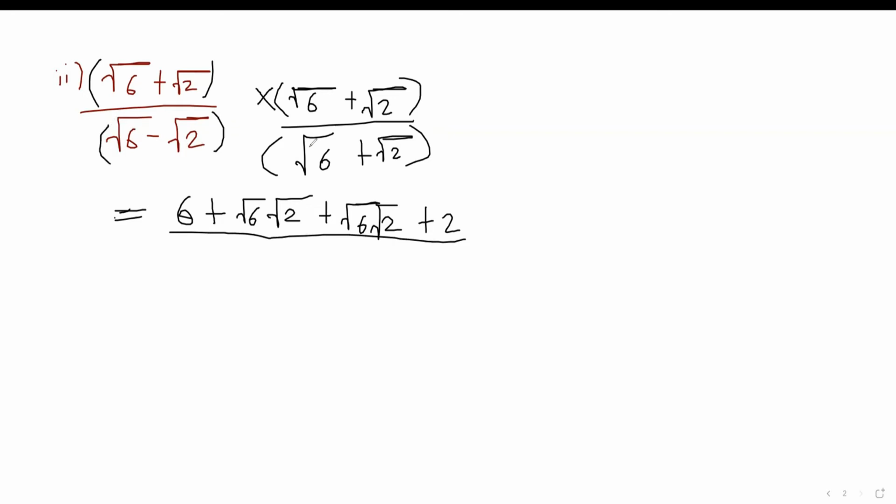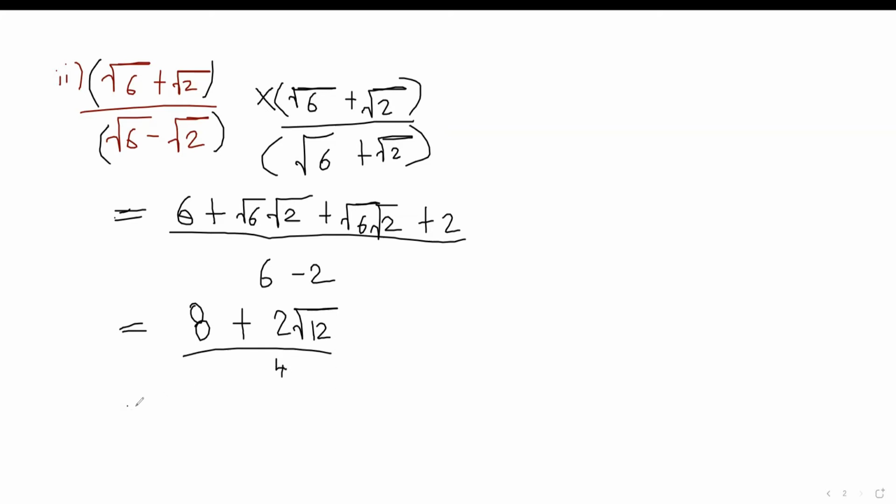This becomes the difference of 2 squares. So it's going to become 6 minus 2. And so what this works out to be is 6 plus 2, what is 6 plus 2? That's 8. And then √6 times √2 is √12. So this becomes plus √12 and another √12, that's 2√12. So we have 2√12 over 6 minus 2, which is 4.